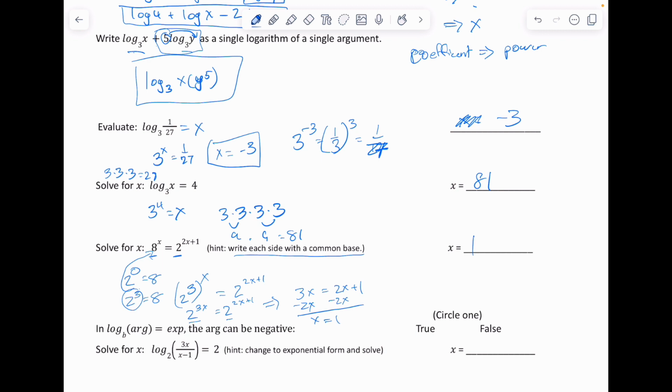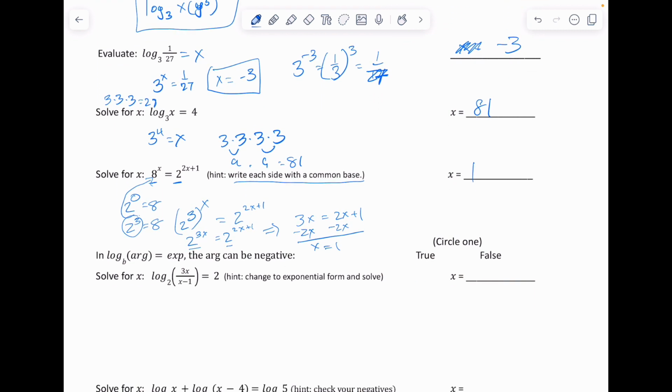That's nice and easy. If you want to check your work, you can always plug this number back into your original equation, and you're going to get 8 to the 1 equals 2 to the 2 times 1 plus 1. This is 2 plus 1 is 3. 8 to the 1 equals 2 to the 3rd power, which is correct.